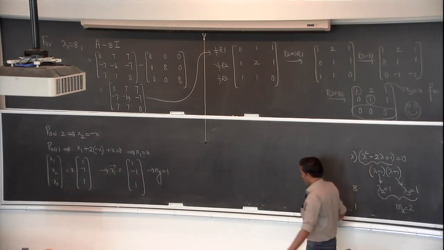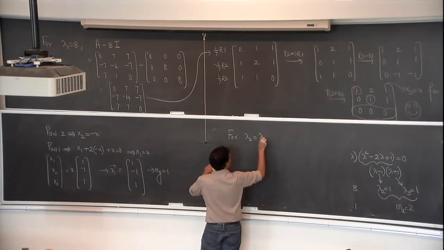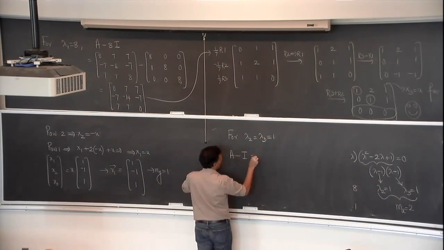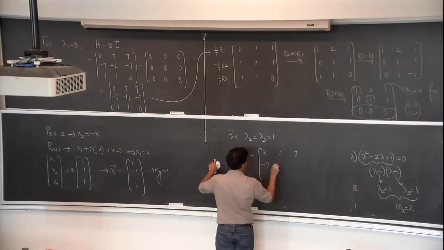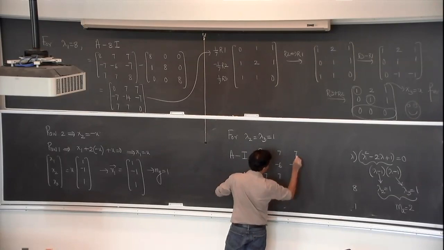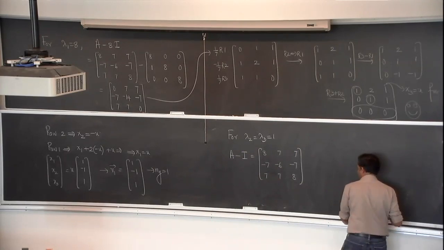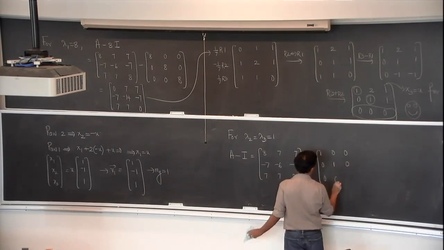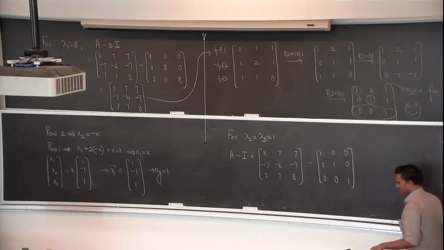Now the second one, this is where the interesting things lie. So lambda 2 and lambda 3, which are both equal to 1. So A minus 1I, which is A minus I, that is 8, 7, 7, -7, -6, -7, 7, 7, 8, minus the 3 by 3 identity matrix, which is 1, 0, 0, 0, 1, 0, 0, 0, 1. You get a beautiful looking matrix if you do this.